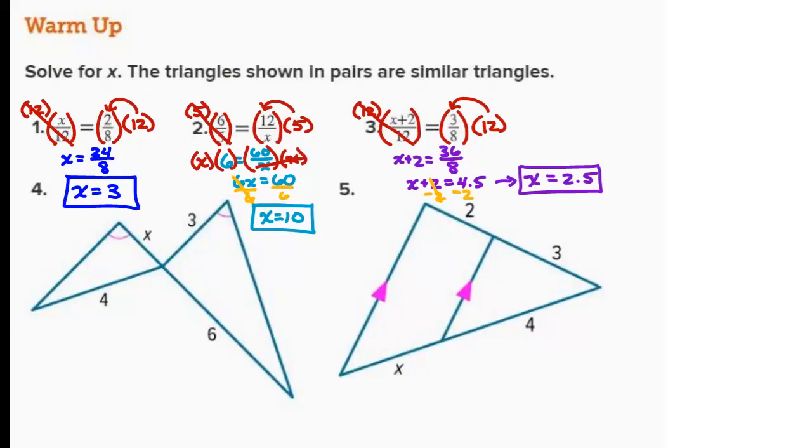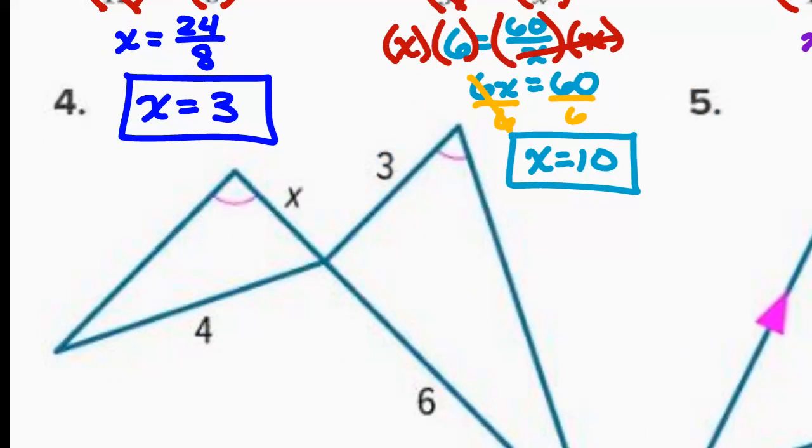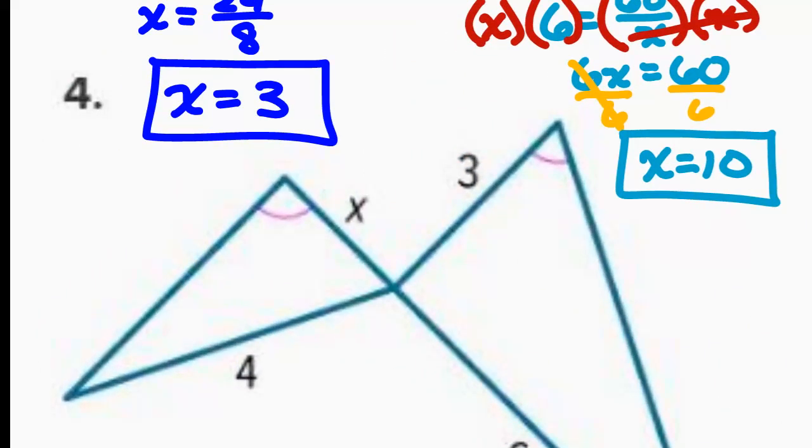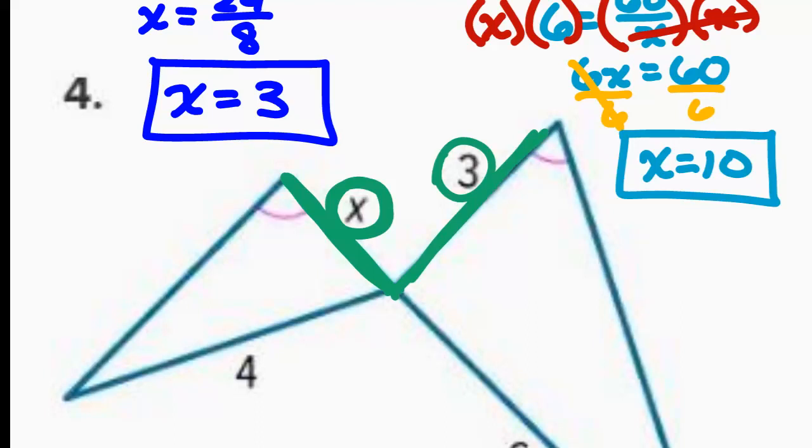For numbers 4 and 5, there's at least 2 different ways to correctly set up those problems. I'm going to go through it one way. We can talk about other ways to set it up that would also be correct. On number 4, we need to find x, and x is right here on the left-hand triangle. What side would that correspond to on the right-hand triangle? 3. Both of these at the edges have an angle marking there.